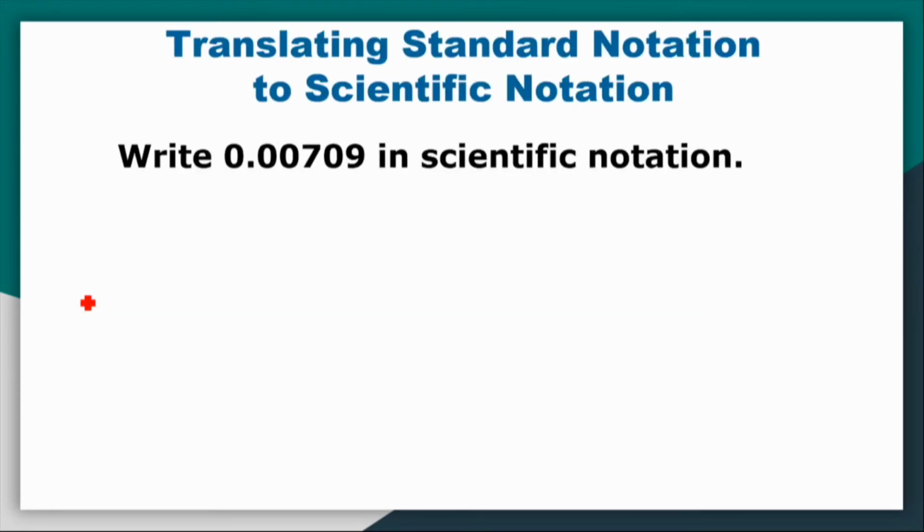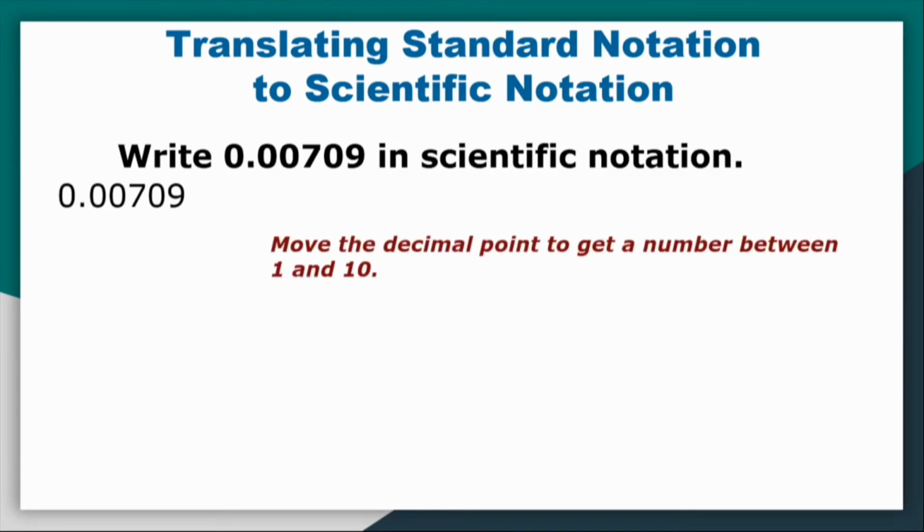0.000019. Now, how are we going to translate standard notation to scientific notation? Let's say, for example, let's write 0.00709 in scientific notation. First step is move the decimal point to get a number between 1 and 10. So we're going to move the decimal point to the right or to the left to get a number that is more than 1 but less than 10. So in this case, our number is 7.09. That is less than 10 but more than 1.